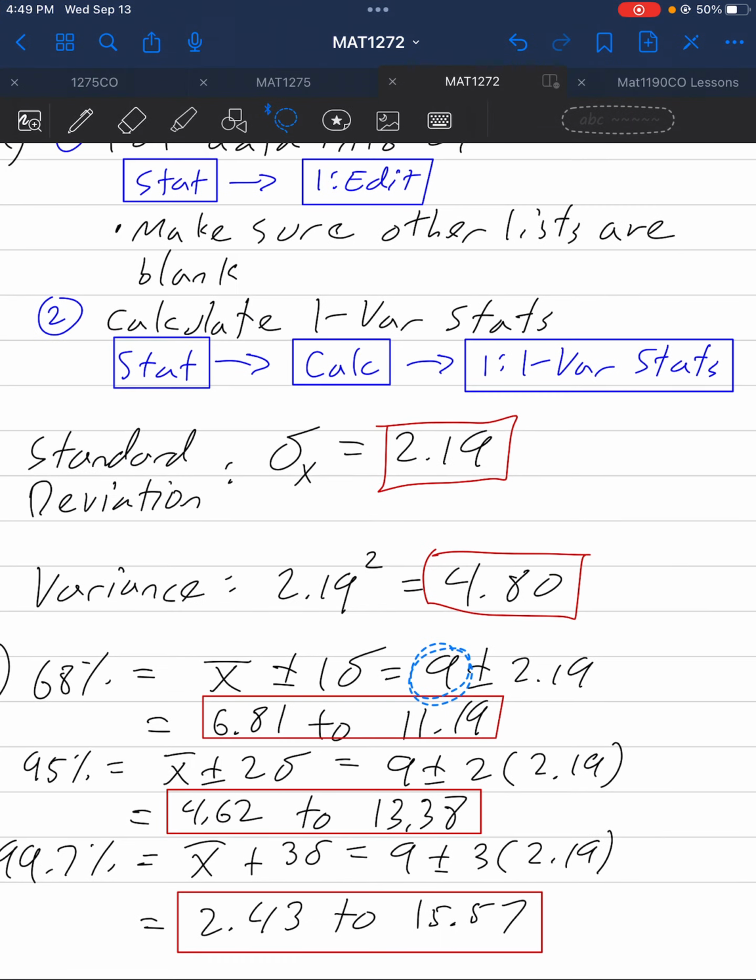And 68% of that data is going to be located within one standard deviation of the mean. That means 9 plus 2.19 and 9 minus 2.19. That's going to cover the values of 6.81 up to 11.19.